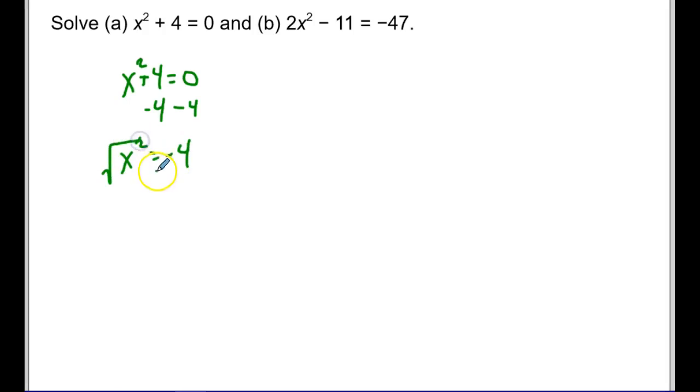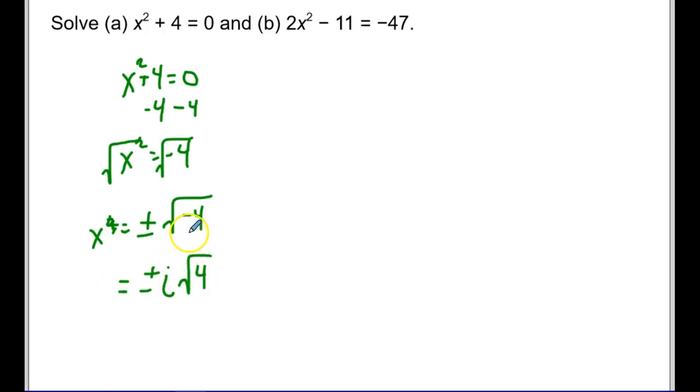Now let's take the square root, and when I take the square root, I have plus and minus the square root of negative 4. Well, here I have a negative, so x equals plus or minus i times the square root of 4. So I pull out that negative with my i. Well, I know what the square root of 4 is, so my final answer would be plus or minus 2i, because 2 is the square root of 4. So now let's look at part B.